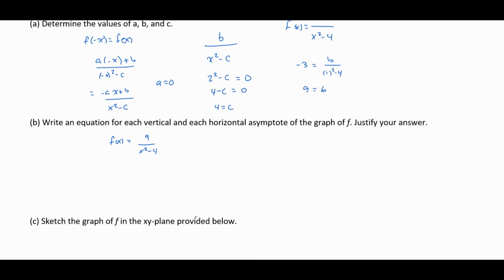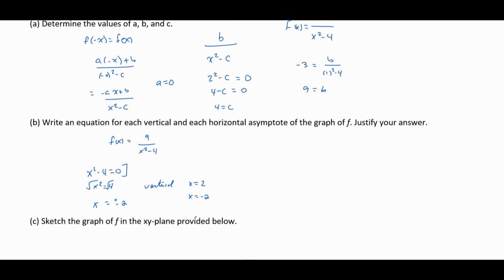Let's start with the vertical asymptote, where our denominator is going to be 0. So x squared minus 4 equals 0. Add 4, so x squared equals 4. And take the square root of both sides. Don't forget, whenever you take a square root, you get a positive and a negative answer. So positive and negative 2. So for our vertical asymptotes, that's going to be x equal to 2 and x equal to negative 2. What we've done here by setting our denominator equal to 0, this piece is justification for our answer.